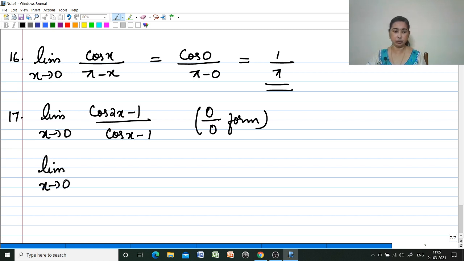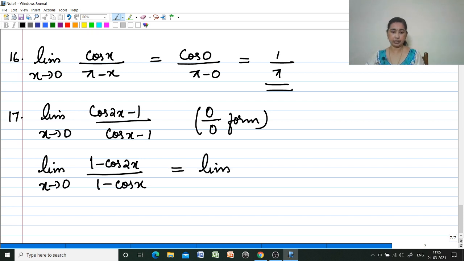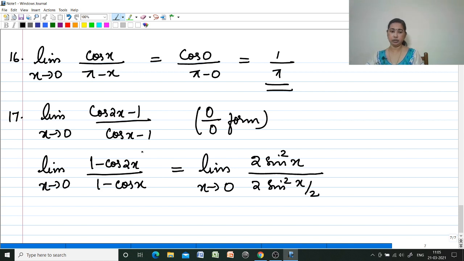Limit x tends to 0. Instead of cos 2x minus 1, we can write it as 1 minus cos 2x, because the minus sign is taken out. The denominator I am also changing as 1 minus cos x. Now that is equal to limit x tends to 0. What is 1 minus cos 2x? 1 minus cos 2x is 2 sin square x, an identity from trigonometry, divided by, so what will be 1 minus cos x? It is 2 sin square x by 2. So 1 minus cos 2x is 2 sin square x, and 1 minus cos x is 2 sin square x by 2.